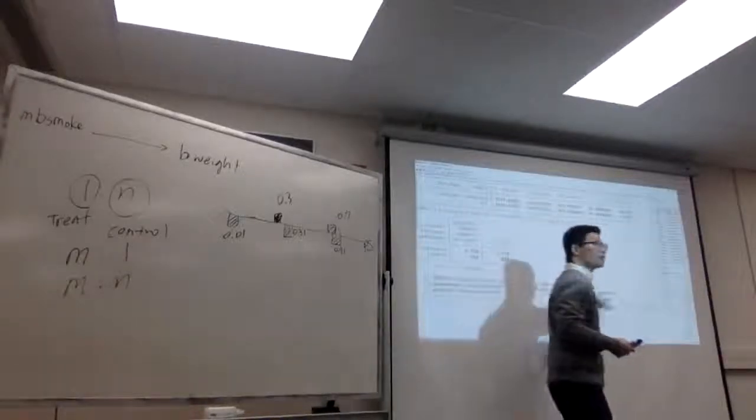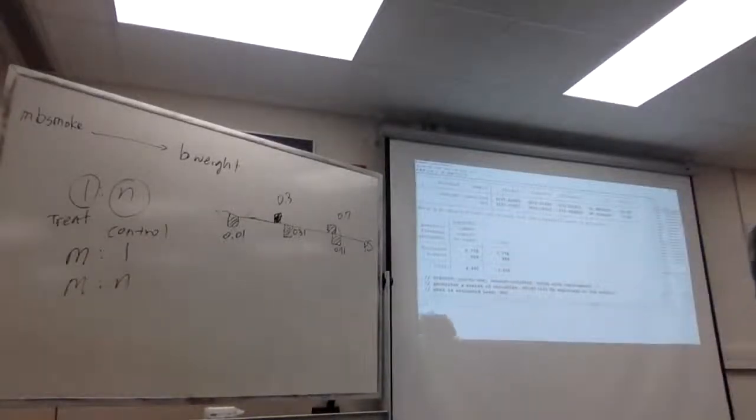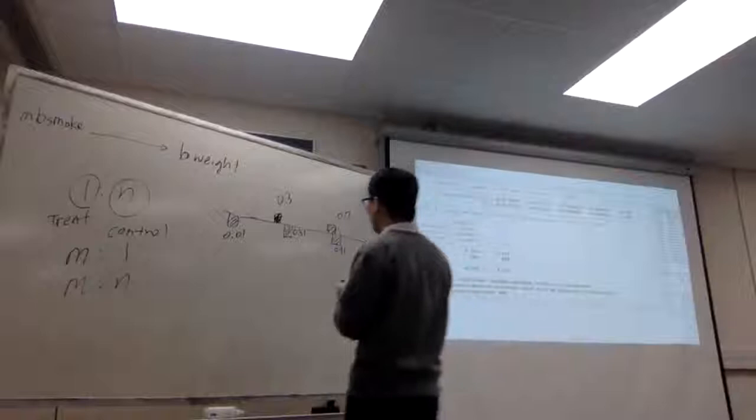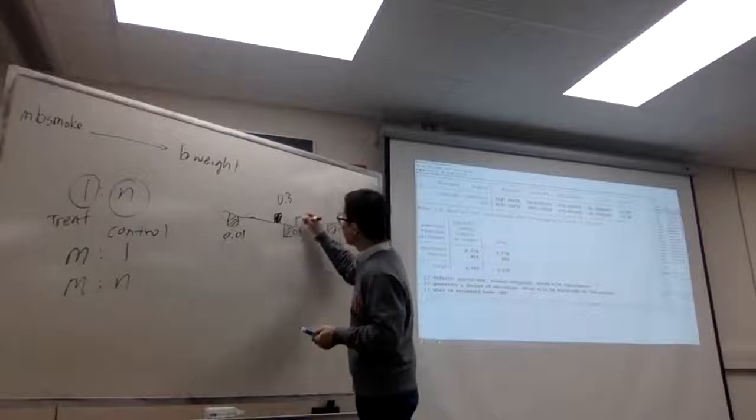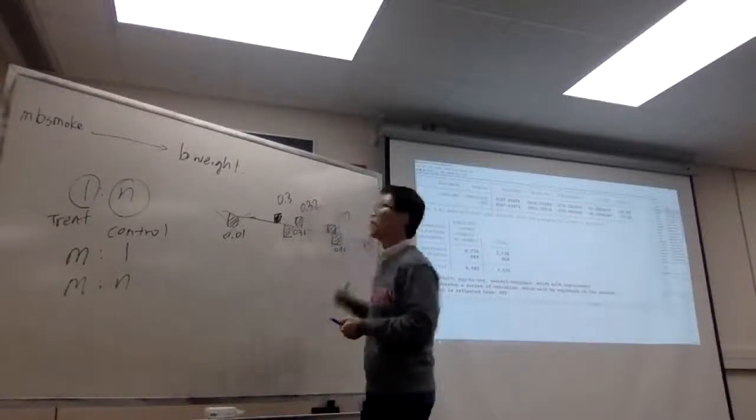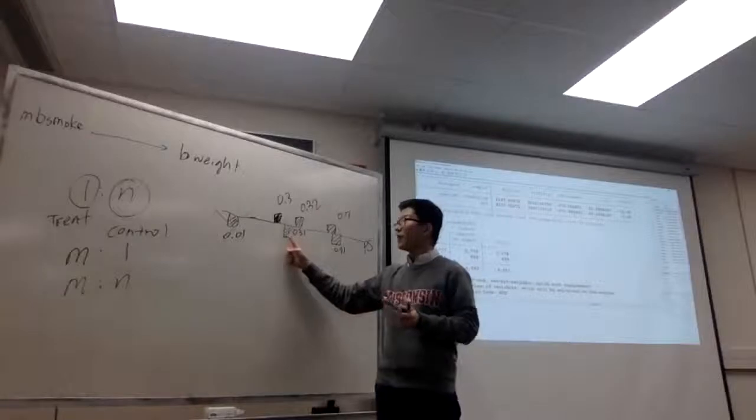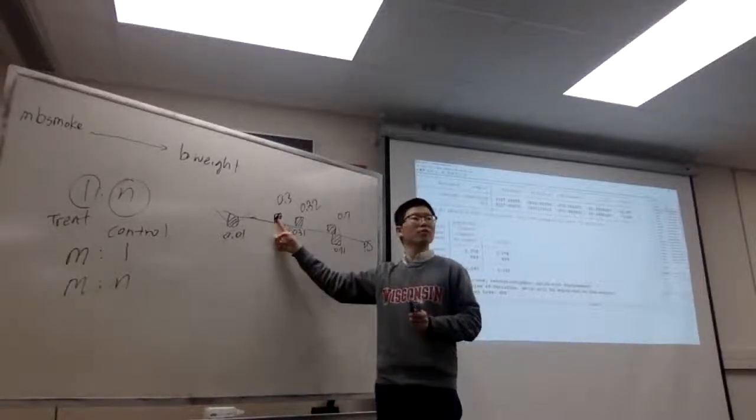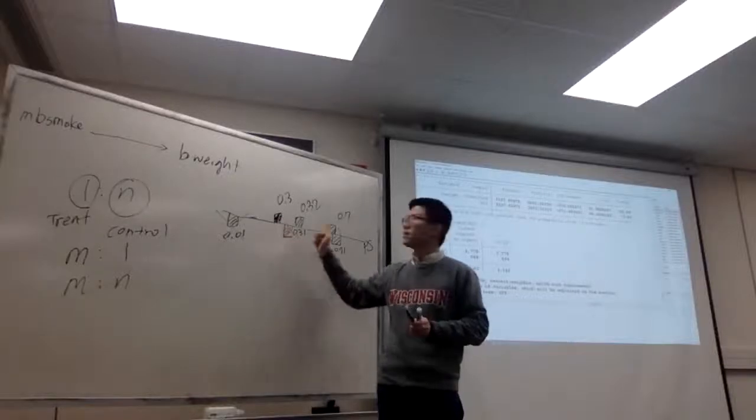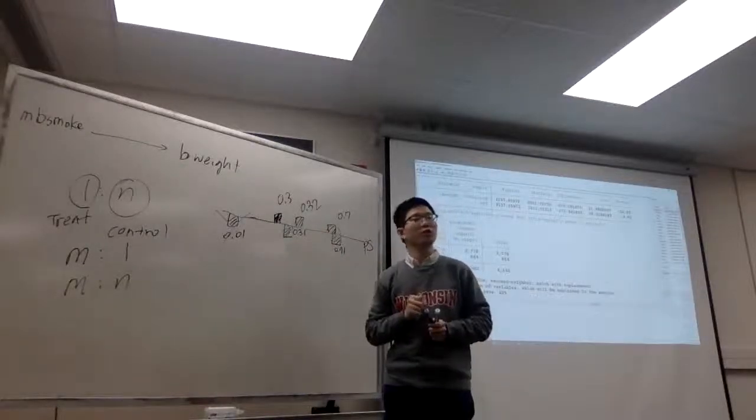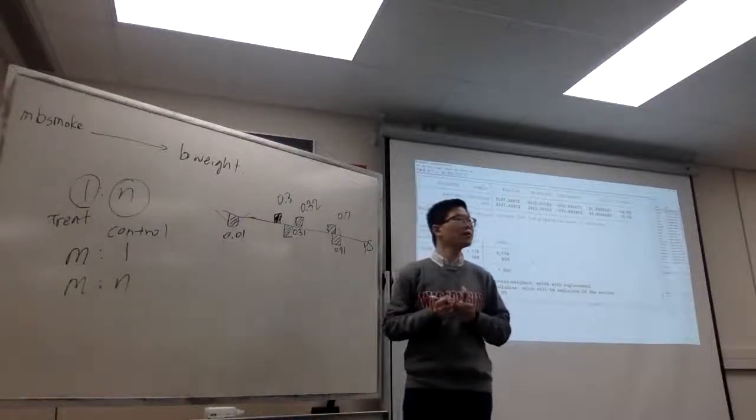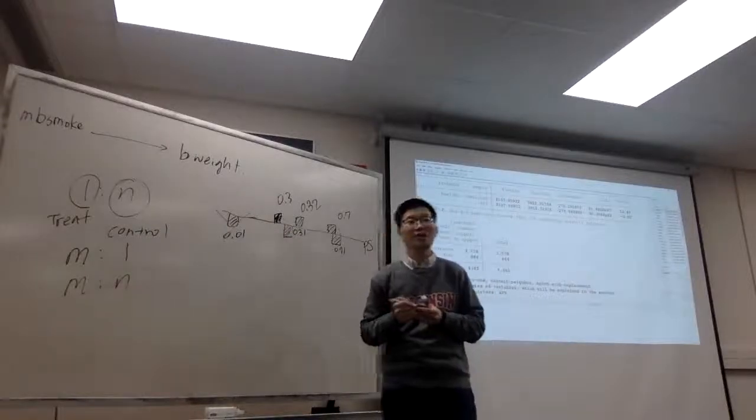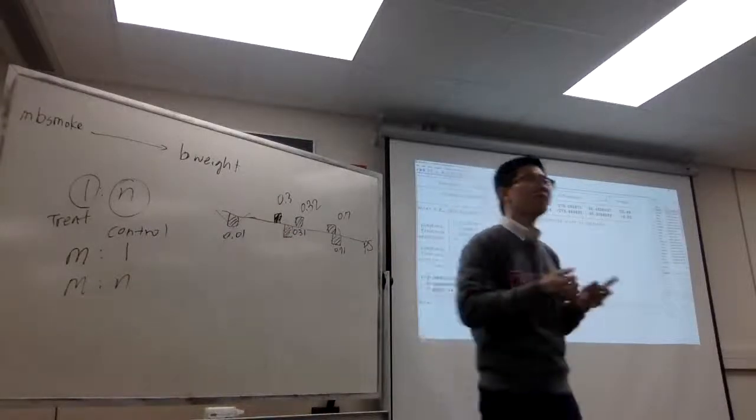And then matching with replacement is that one controlled case can be matched with multiple treatment cases. For example, if there is another case with 0.32, it can be matched with the control case that matched the treatment case with 0.3, and the treatment case with 0.32 as well. Good. Any questions? All right.